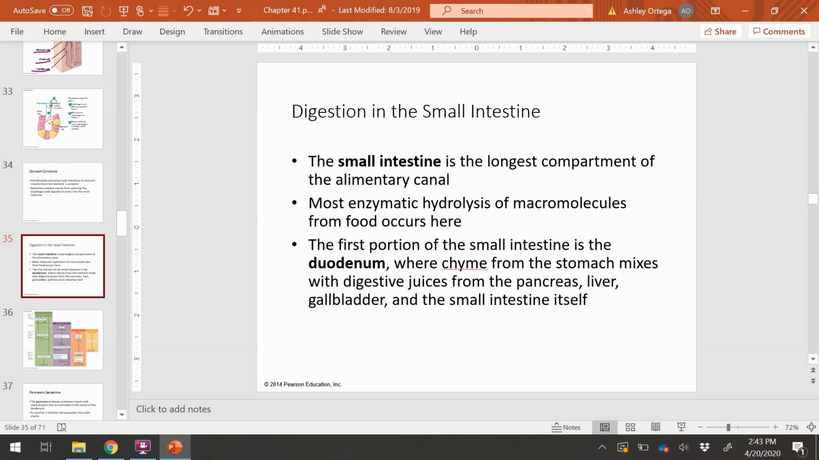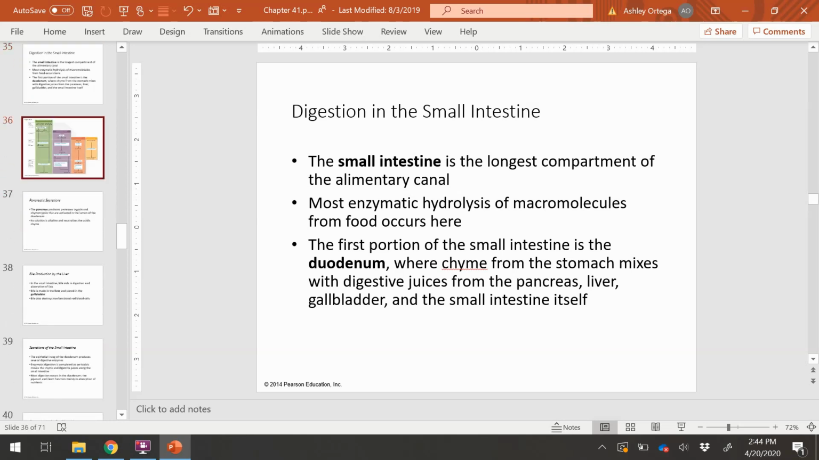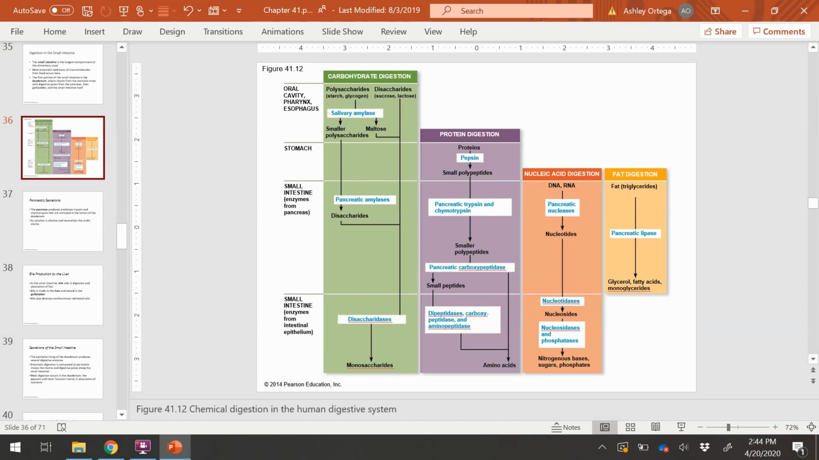And so the first portion of the small intestine is called the duodenum. This is where the chyme from the stomach will mix with different digestive juices and start the process of chemical digestion, or continue the process of chemical digestion. You can see the different digestion portions here. Carbohydrates in green, proteins in purple, nucleic acid in red, and fat digestion in yellow. These are the 4 macromolecules that are broken apart.